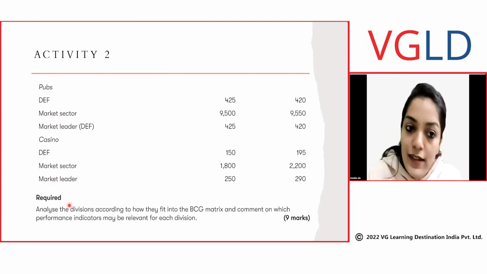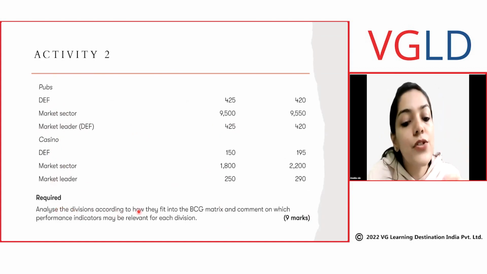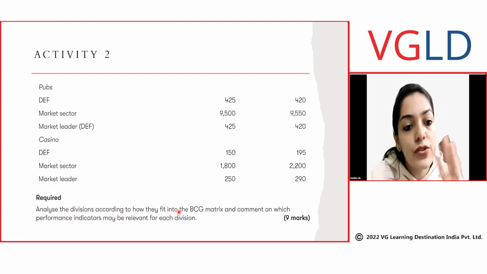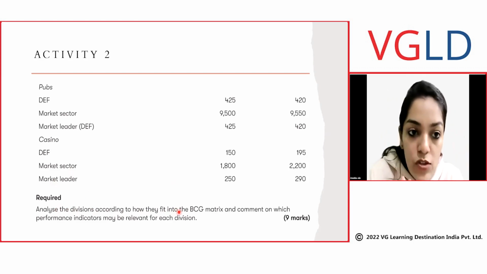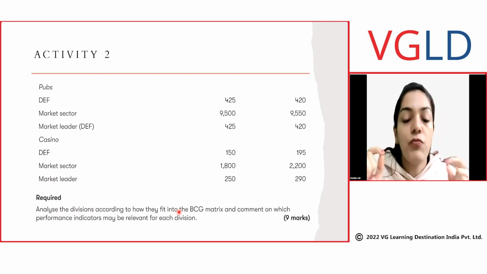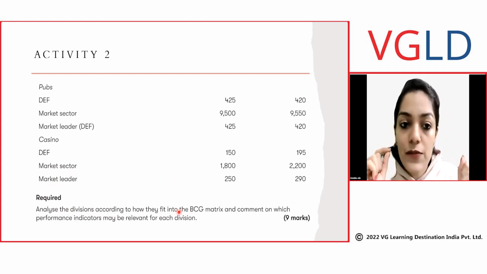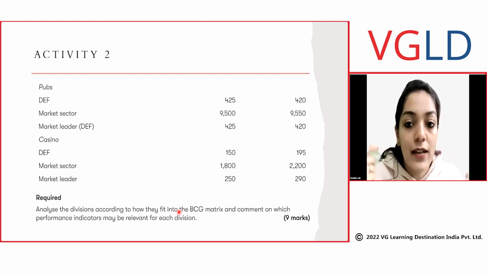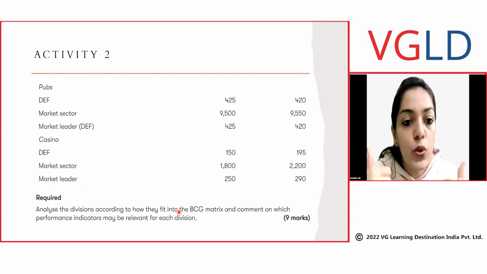And I said, read the requirement again. Analyze the divisions according to how they fit. What are the three divisions? Restaurant, pubs, and casinos. You have to classify them as per the BCG metrics and comment on which performance indicators may be relevant for each division. It's of 9 marks. Take your time. Give me good answers. This one is very, very interesting and helps you to apply the concept which we have just studied. Will you be able to do it?